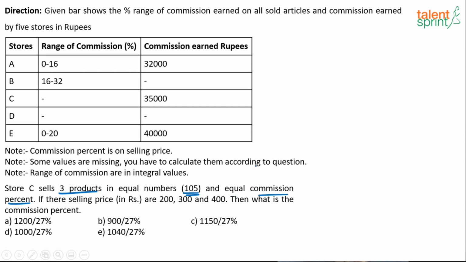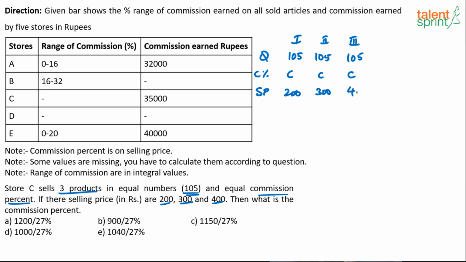Equal commission percentage. So 3 products, 1, 2, 3. The quantity in each case is 105, 105, 105. The commission percentage in each case is, let's say, C, C, and C. It is the same. Equal commission percentage, but the selling prices are different. What are the selling prices? 200, 300, 400. You don't have to write this in the exam, by the way. I'm just trying to explain this to you with the help of a simple table. What you do in the exam is directly get onto the numbers there, right? Play with those numbers there.